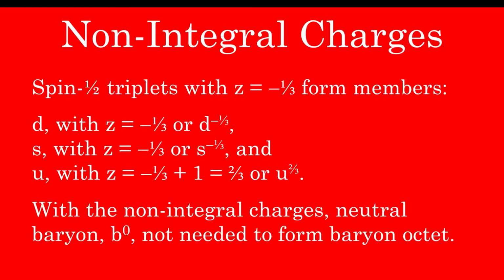However, he also found that if he used spin 1/2 triplets with non-integral charges, he could produce the baryon octet without the neutral baryon component B0. When he set the charge Z equal -1/3, the triplet members became U with a charge of +2/3, D with a charge of -1/3, and S with a charge of -1/3.